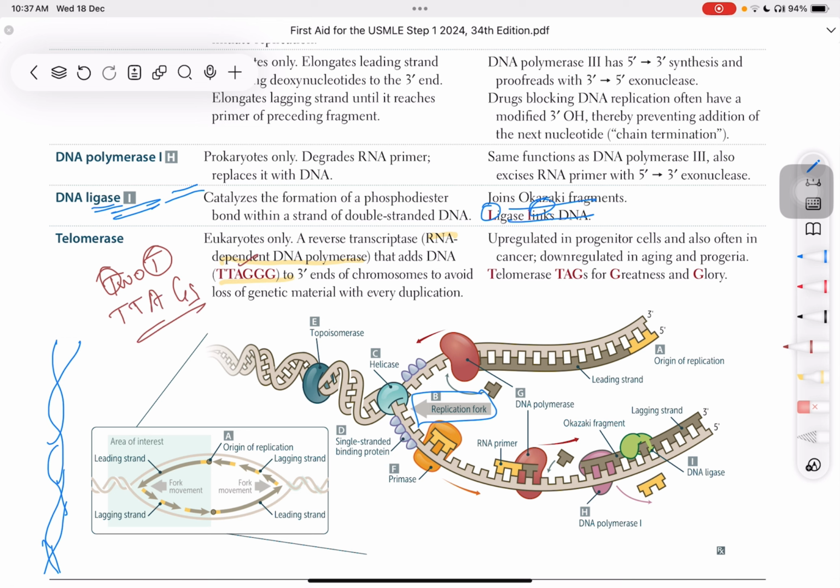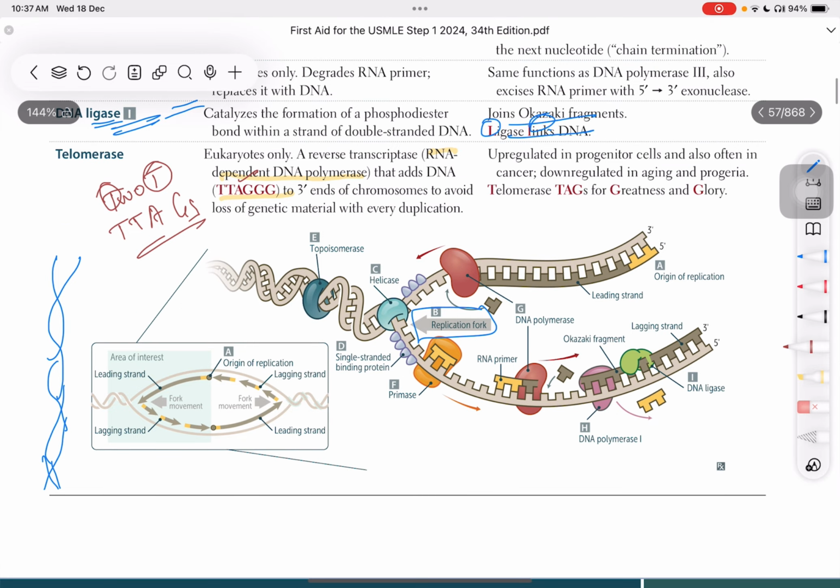So G3, to the 3' end of the chromosome, to avoid the loss of genetic material, which is duplication. Telomerase is upregulated in progenitor cells and often in cancer, and downregulated in aging and progeria. Telomerase, for greatness and glory.